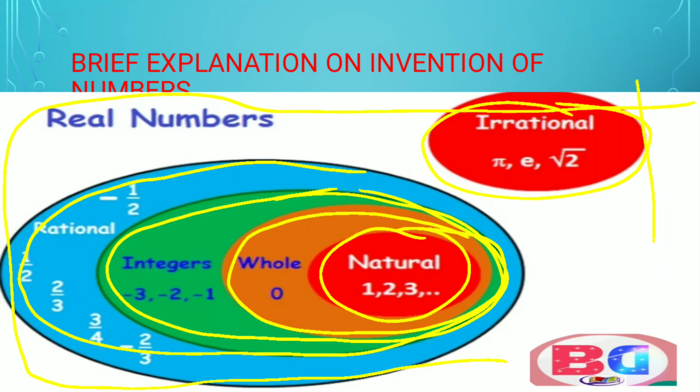But when we proceed in the downward direction, we can say that whole numbers may or may not be natural numbers, because 0 is not a natural number. Similarly, integers may or may not be whole or natural numbers, because negative numbers are not whole or natural numbers. This was the brief explanation of the number system.